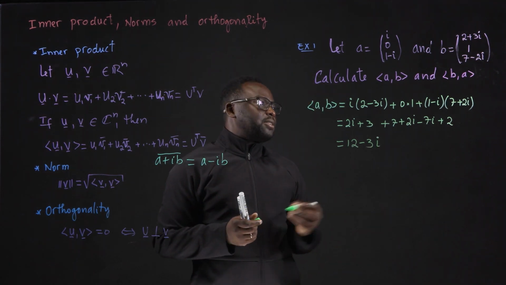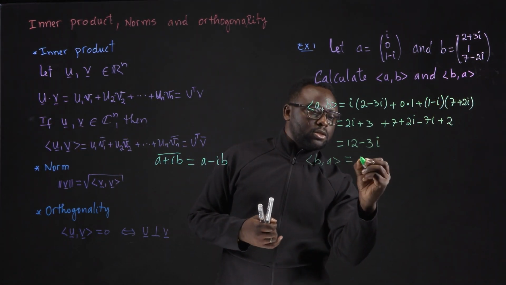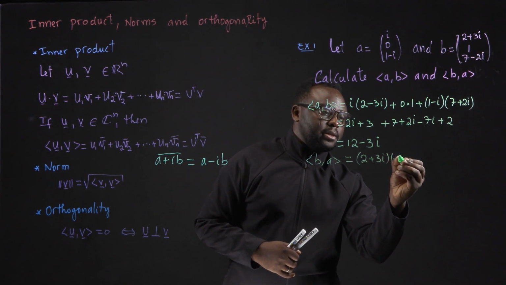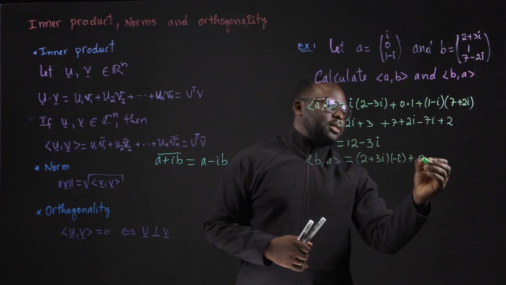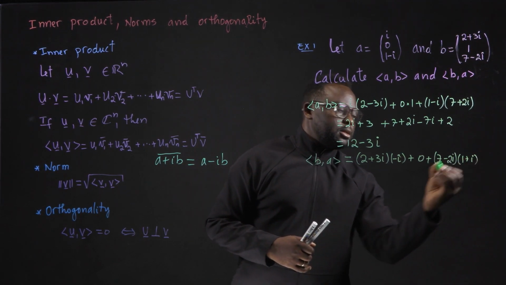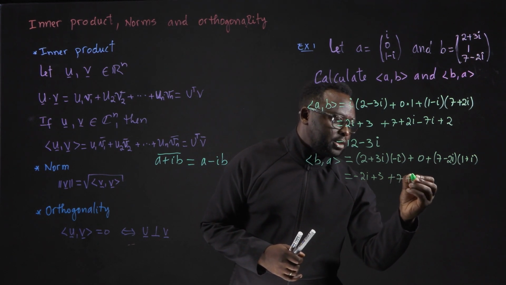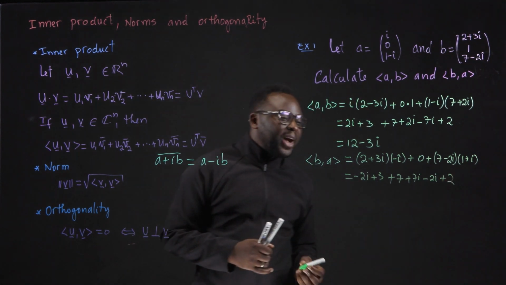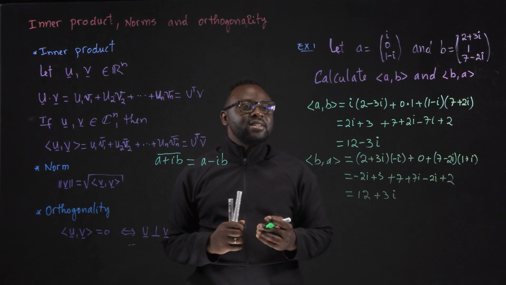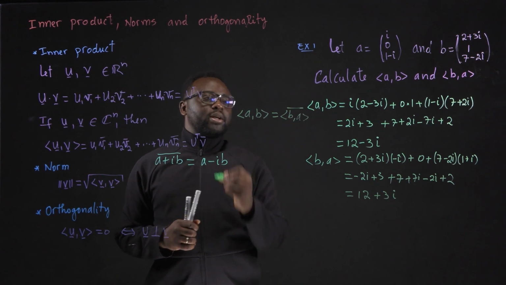All right, let's look at the second part. We want to find the inner product b, a. Again, we apply the formula. First element of b, this is 2 plus 3i, multiplied by the conjugate of u1, which is minus i, okay? Plus 1 times 0 is 0, and the last one is 7 minus 2i times 1 plus i. So let's expand this and see. We have minus 2i plus 3 plus 0 plus 7 plus 7i minus 2i plus 2. All right, let's sum this up. The real part is 12 and the imaginary part is 3i. What is your conclusion? You can see that in this example, a, b is just the conjugate of b, a, okay? So this is the conclusion.